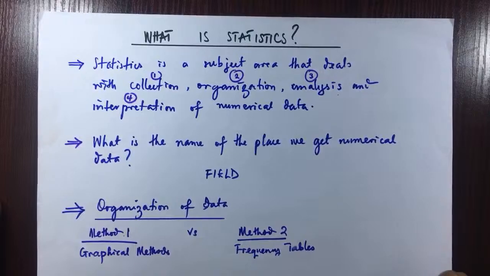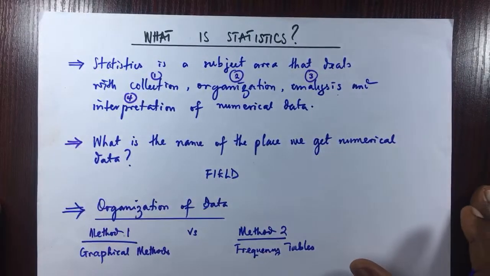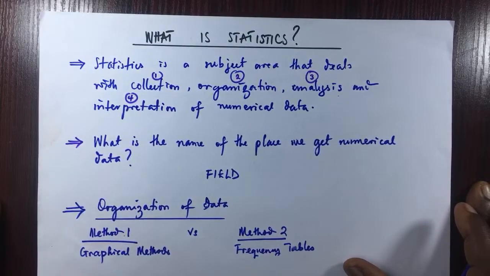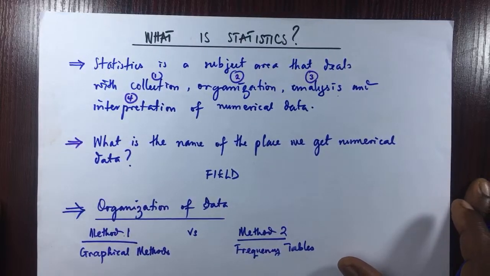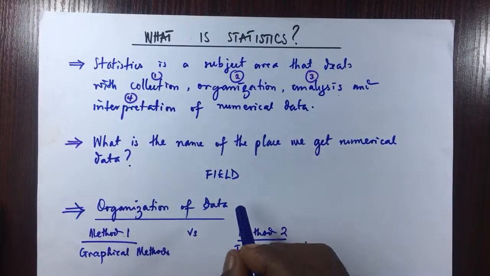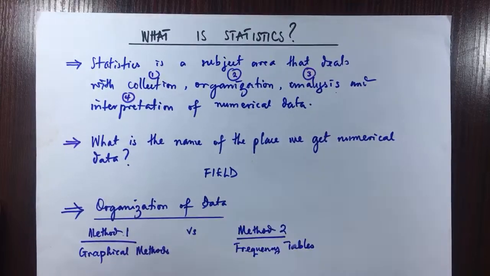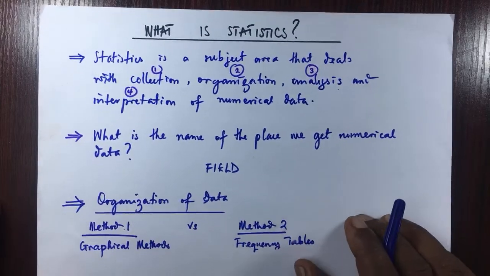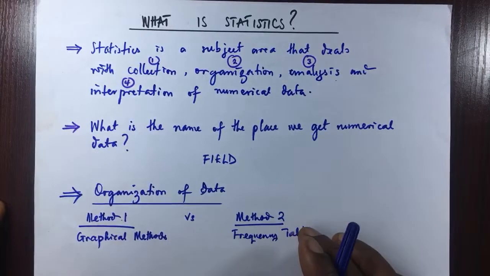Now, in your home, if you were to get foodstuffs for preparing whatsoever food you want to prepare, you will be getting your foodstuff from the market, or from the supermarket, or wherever you get them from. So in statistics, wherever you get numerical data from, we call that place a field. Now, back to where I stopped earlier on, organization of data.